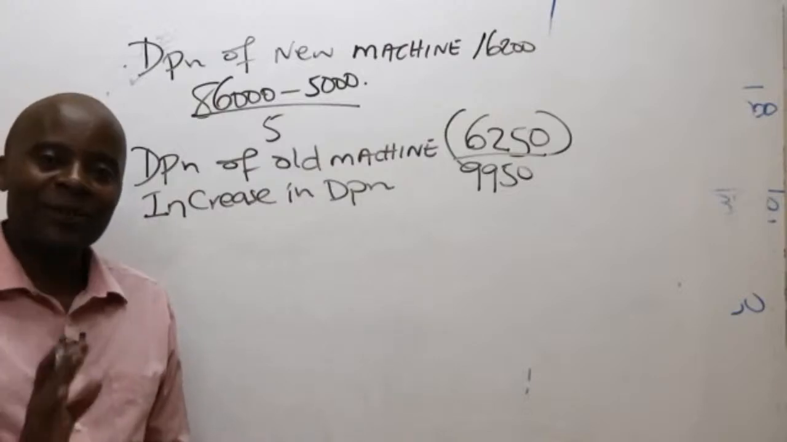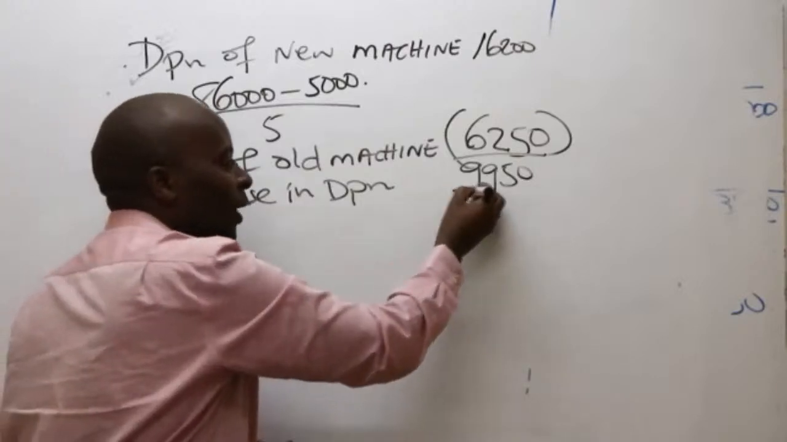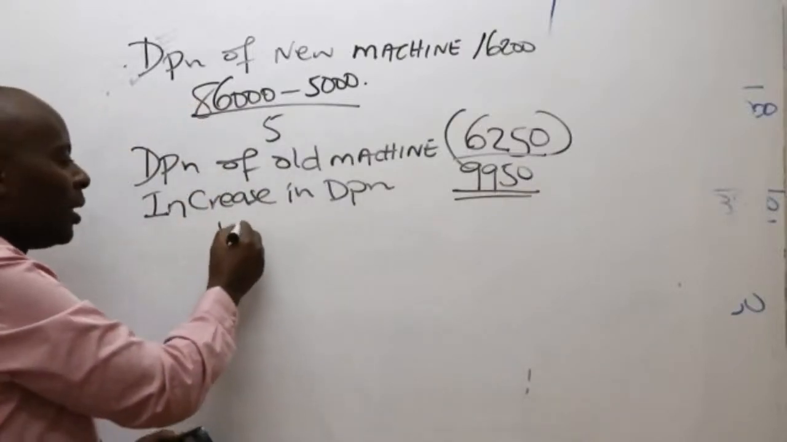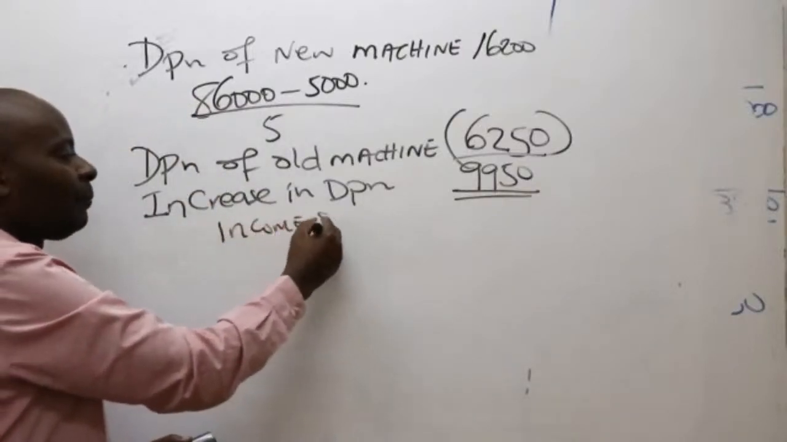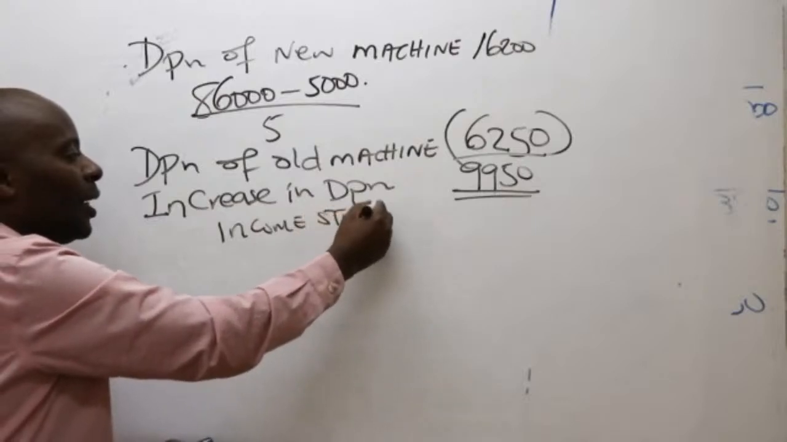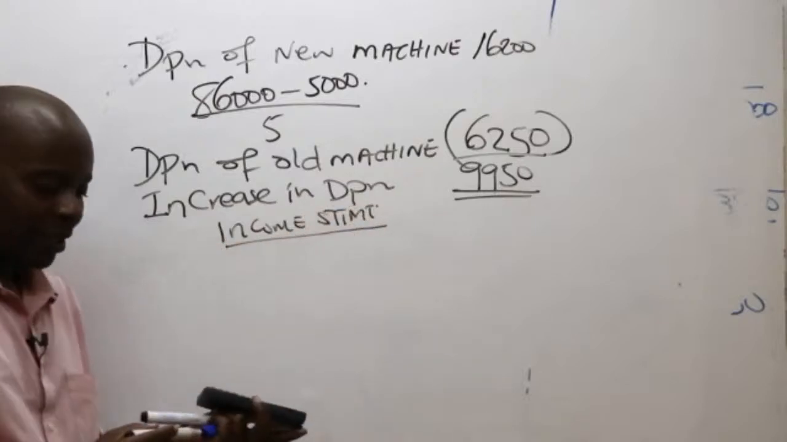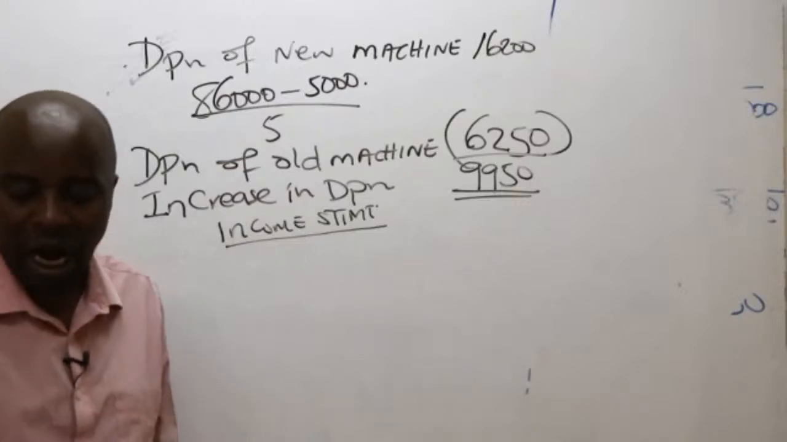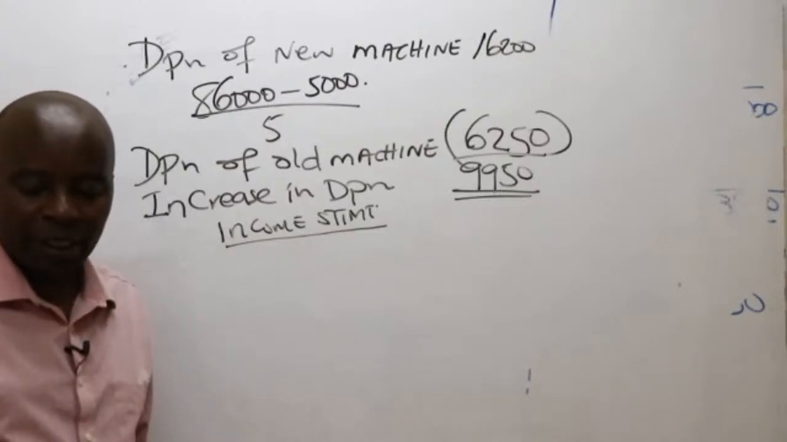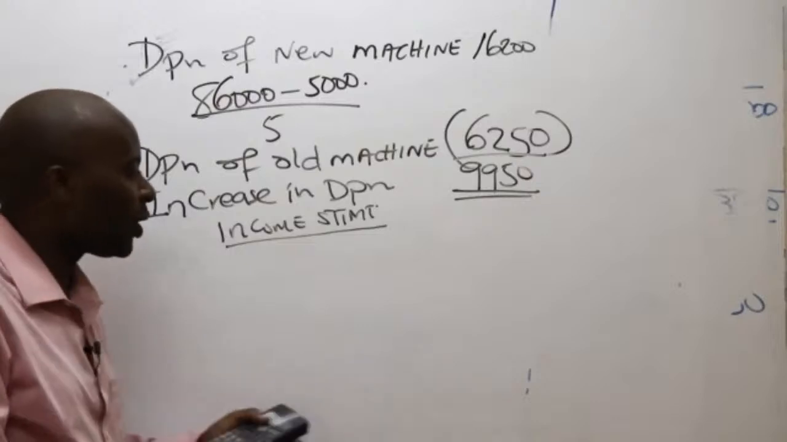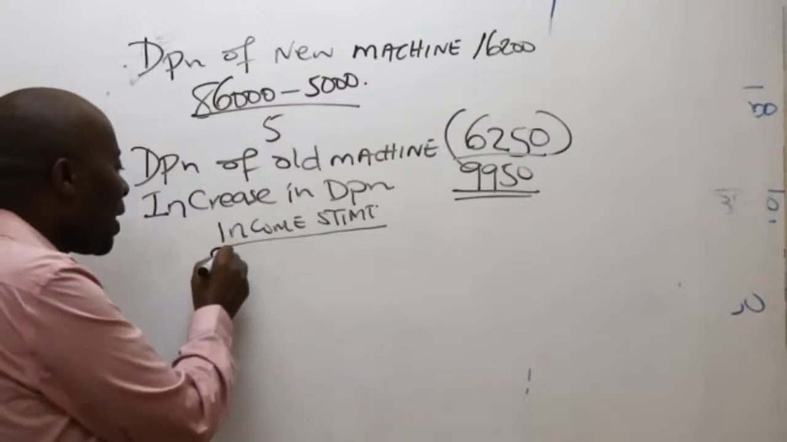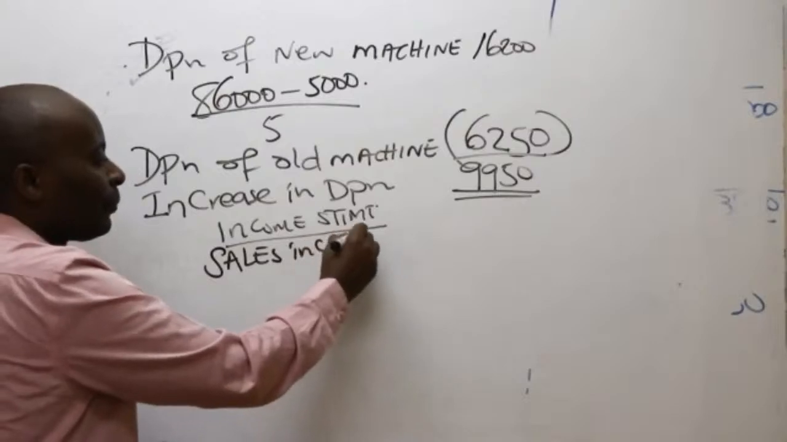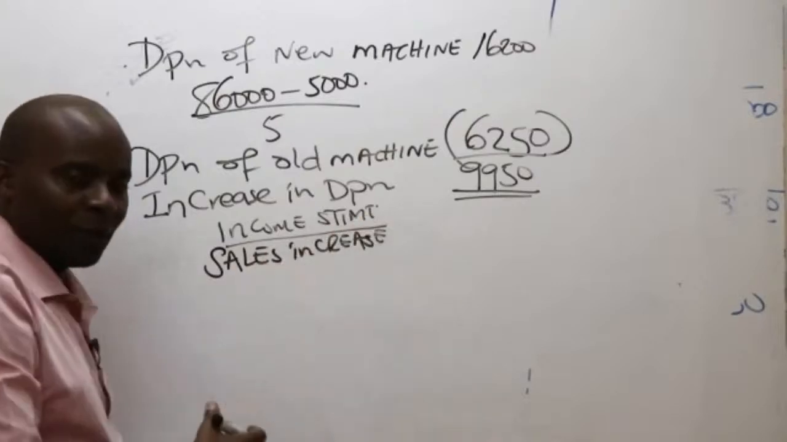Now, if that is true, we can start looking at our income statement. The income statement is very easy. I will start with the sales increase. Everything is about increase. If we bring a new machine, we expect sales to increase.